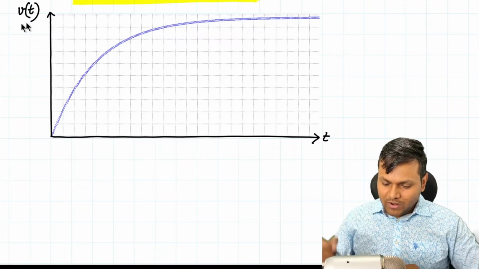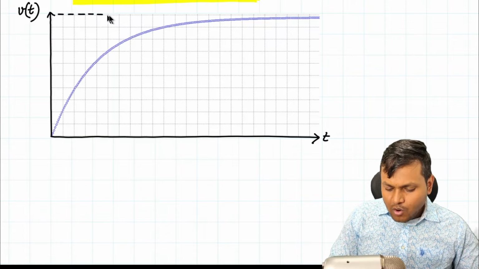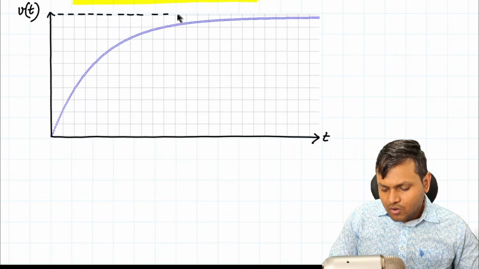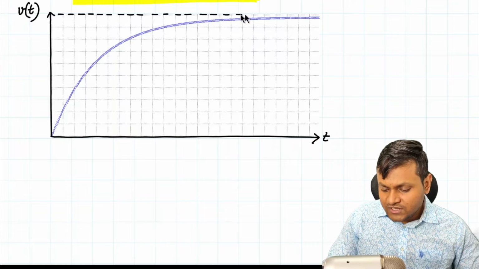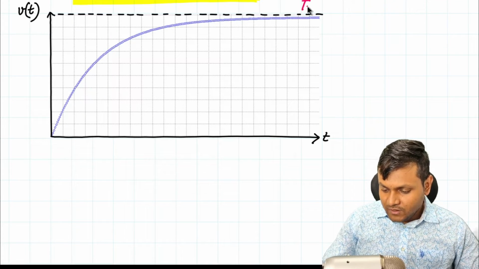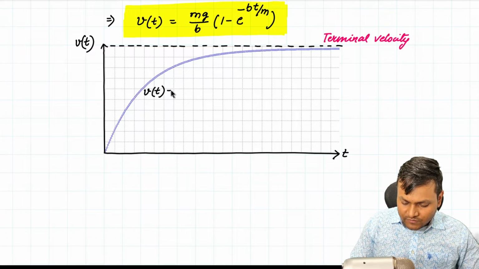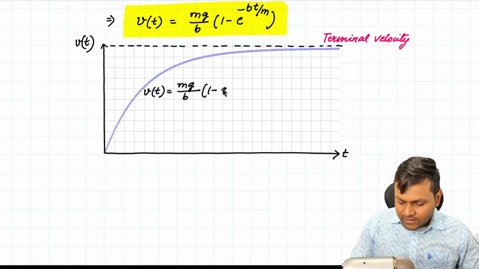And as it turns out, what happens is that the velocity approaches a particular constant value, and this constant value which the velocity approaches is known as the terminal velocity. So the general expression for the velocity here is, of course, v(t) is equal to what we just obtained, mg upon b, 1 minus e to the power minus bt upon m.